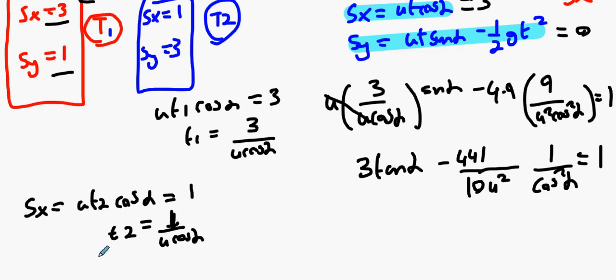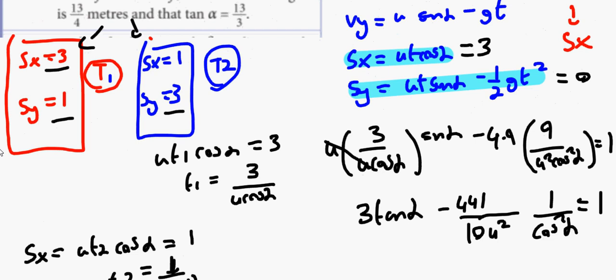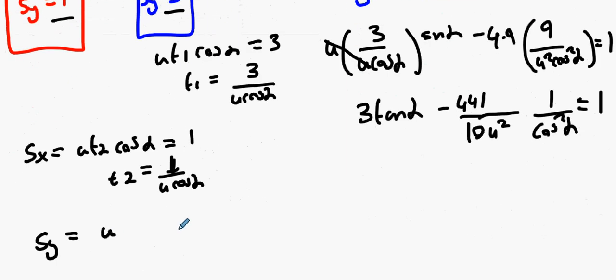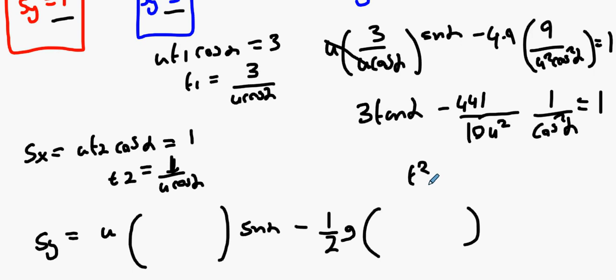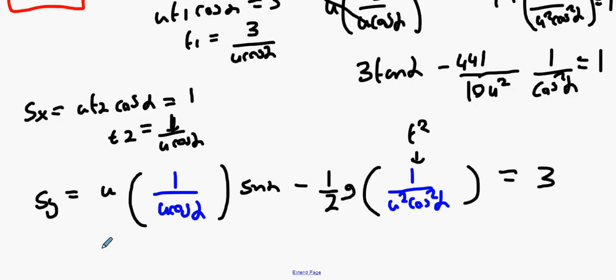Now, we're going to do Sy next. And Sy equals 3. So make sure I put in the equals 3 part, okay? Sy is u t sine alpha minus a half g t squared, and that equals 3. And then we're going to put in our time here. So it's going to be 1 over u cos alpha, and over here it's going to be 1 over u squared cos squared alpha. And we're sort of going to end up with a similar field to what we had already.